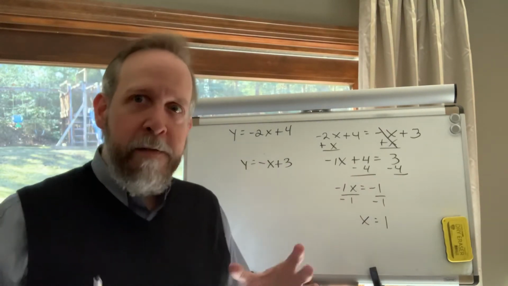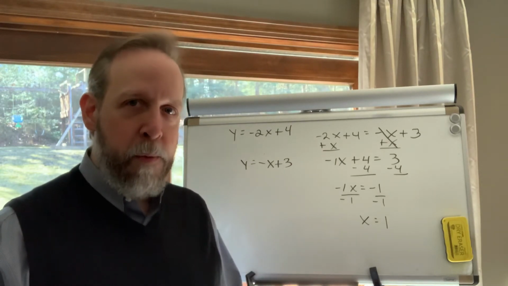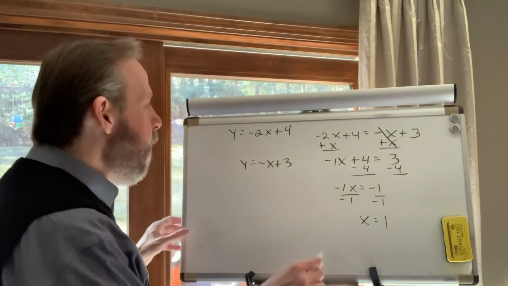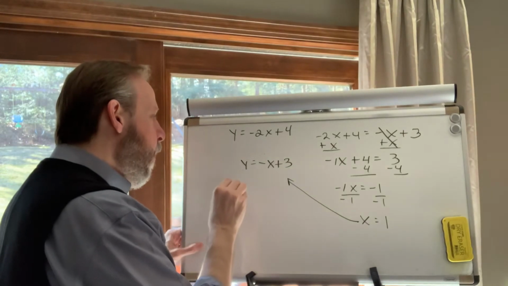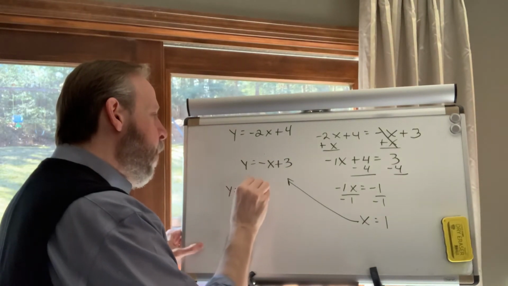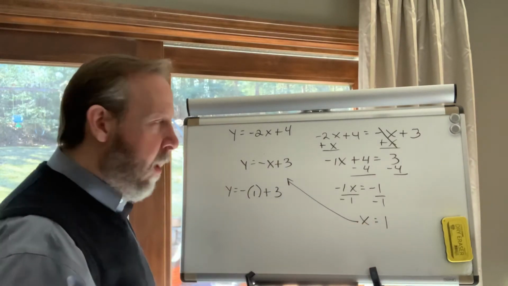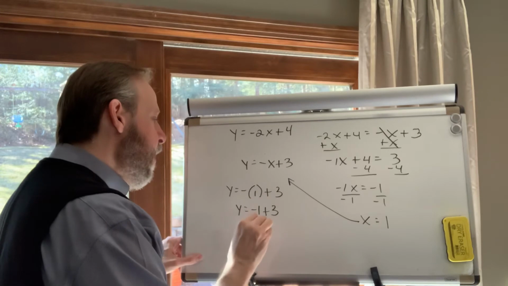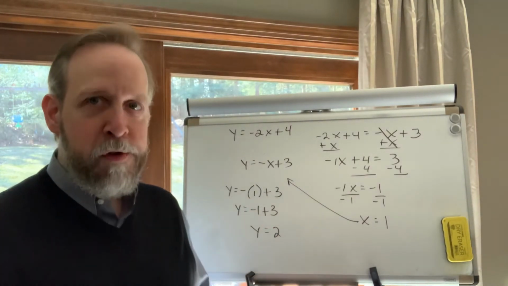All right, I'm not finished. You can't end there. We're looking for the coordinate where they cross. I only know the x value. I'm going to plug it in right there. Y equals negative, parenthesis, 1 plus 3. 1 because x is 1. That means y equals negative 1 plus 3, so y equals 2, which again, we knew it should from the graph.